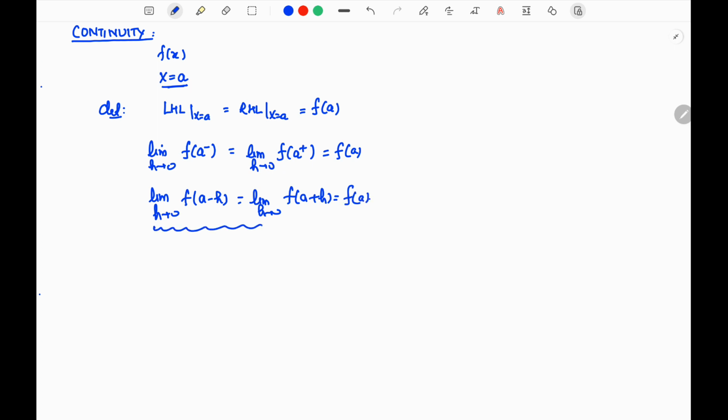Earlier we have already stated that if the left hand limit is equal to the right hand limit, then we say the limit exists, and if the limiting value is equal to the function value, then we say the function is continuous at that point.